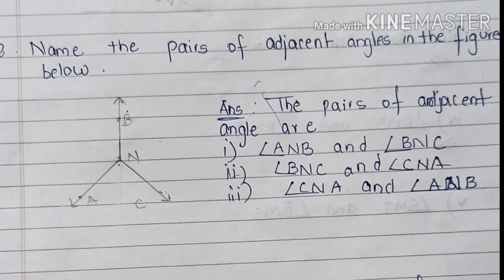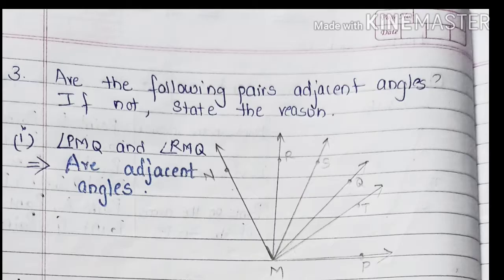The pairs of adjacent angles are angle ANB and angle BNC. These two angles definitely have separate interiors. They have a common vertex which is point N and also they have a common arm which is ray NB. Next, angle BNC and angle CNA. Third, angle CNA and angle ANB. All the three given angles are pairs of adjacent angles.